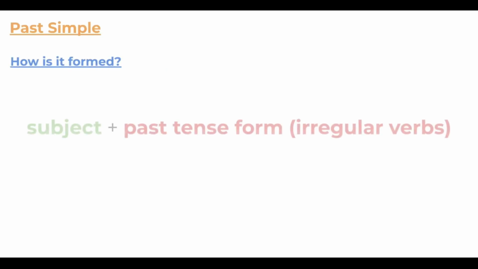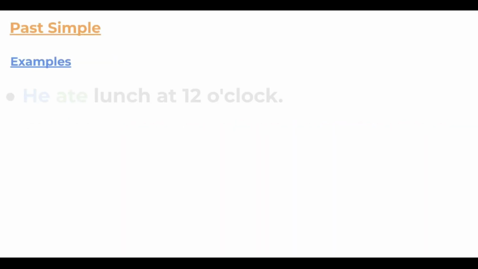Right, so equation-wise then, we want to think about irregular verbs now. This is tricky because there are no rules for irregular verbs, it's just a case of learning them. So we want our subject and then the past tense form of that irregular verb, whatever that may be. Examples. He ate lunch at 12 o'clock. So eats becomes ate. And like I was saying, there's no easy way to learn these. It's just a case of learn by heart.